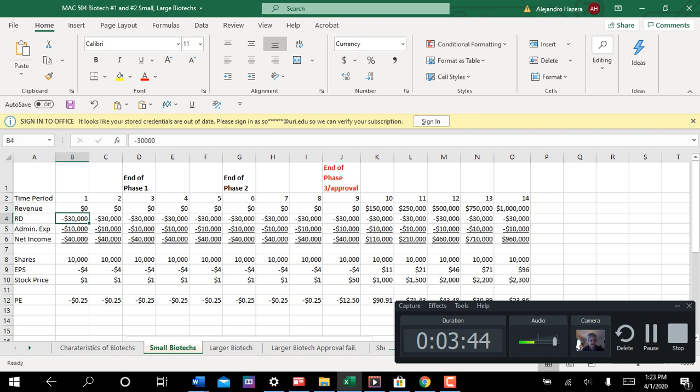The second line item is R&D, and I'm just assuming that this drug has R&D of $30,000 across the board here. This kind of corresponds with the example on big biotechs. I'm assuming that this company has R&D that they invest up through the end of approval.